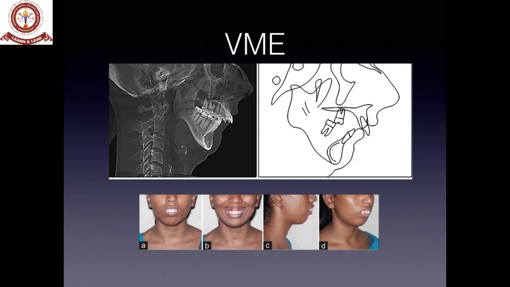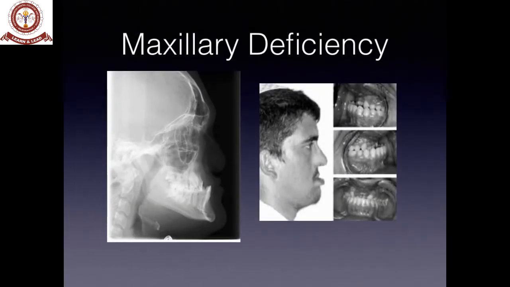If you look at maxillary deficiency, you can see that there is anti-clockwise rotation of the mandible, resulting in reduction of the lower facial height. You can see that the upper lip is trapped behind the lower lip, because here the maxilla is deficient and the mandible has grown normally. So for these patients, there is a clear-cut deficiency of the maxilla.